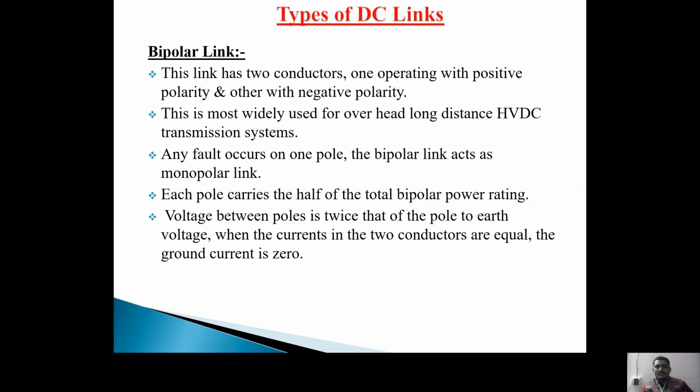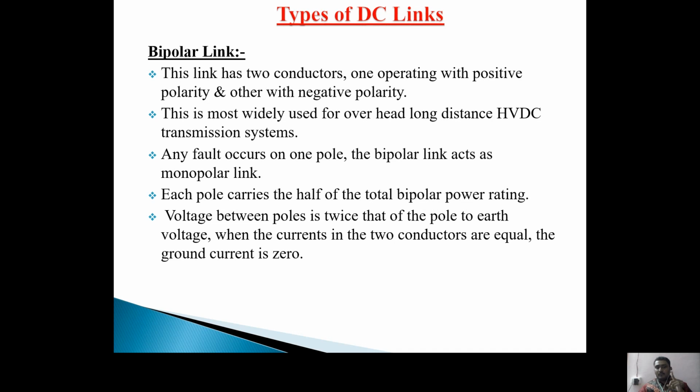This bipolar link has two conductors, one operating with positive polarity and the other with negative polarity. It is most widely used for overhead long distance HVDC transmission systems. Here we have two poles. If any fault occurs on one pole, the bipolar link acts as a monopolar link. Each pole carries half of the total bipolar power rating.